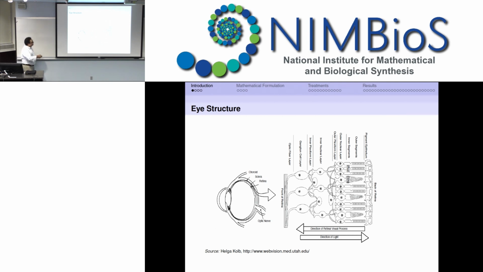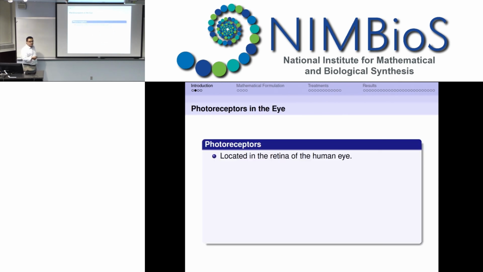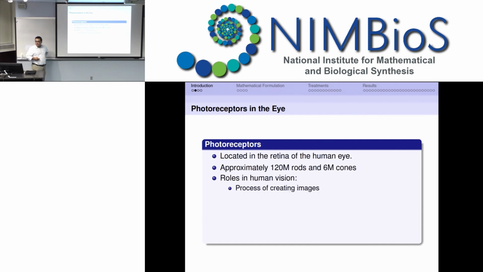This drawing here is a zooming in of a portion of the retina. And you'll see many components, but in particular, what I'd like to highlight are the photoreceptors, which are located over here. Those that have a rectangular shape are what we call the rods, and those that have a triangular shape are what are called the cones. The photoreceptors all play different roles in creating vision in humans. As I pointed out, they're located in the retina of the human eye. There's approximately 120 million rods and 6 million cones.